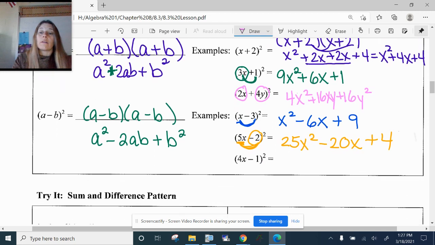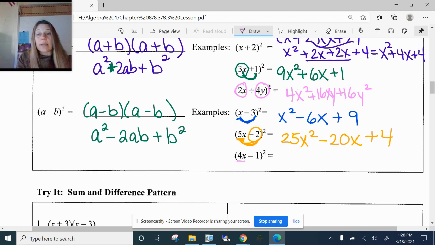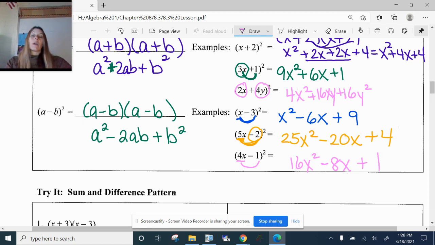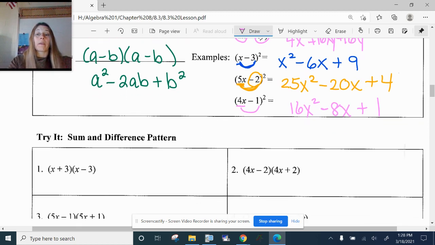And then the last example here, 4x times 4x would be 16x squared. 4x times negative 1 is negative 4x, and I would double it to get negative 8x. And negative 1 times negative 1 is positive 1. So again, you can use these shortcuts or patterns to get you the answer a little bit quicker, but you can certainly just do your FOIL or distributing like you've done before.